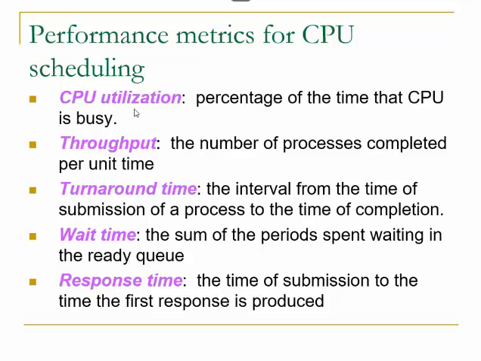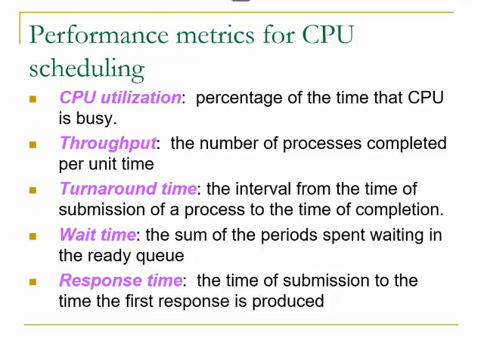Then we come up to the performance metrics for CPU scheduling. Now let's take a look at the performance metrics or criteria that are used in CPU scheduling. The first criterion is CPU utilization. We want to keep the CPU as busy as possible. CPU utilization may range from 0 to 100%. So the percentage of time that the CPU is busy is called CPU utilization.